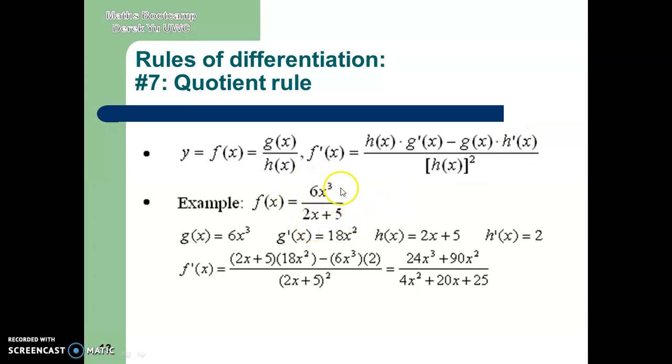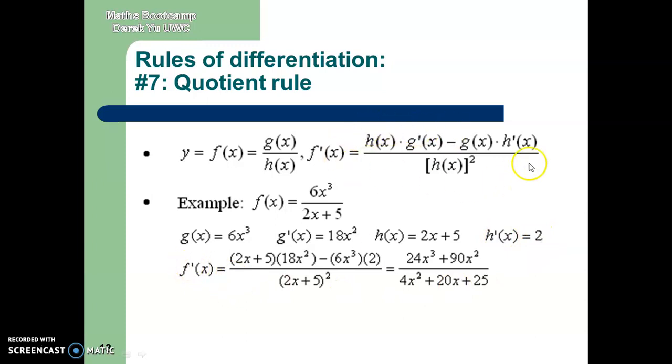So this is an example. You clearly see one term divided by another term. So this is my g(x). Then I derive my first order derivative of g(x). I think you can understand why you get 18x squared here. Then this denominator term is my h(x). Then the first order derivative of h(x).